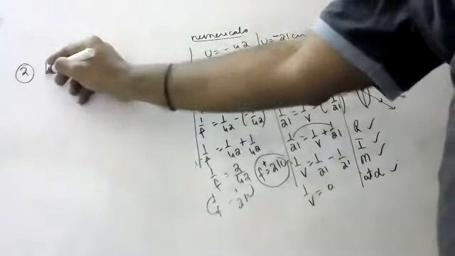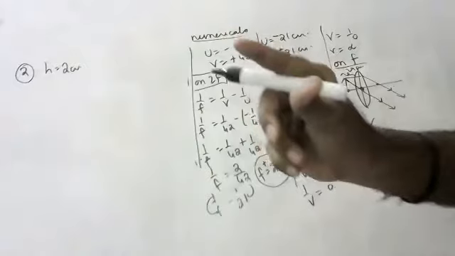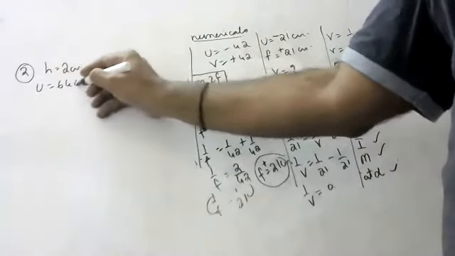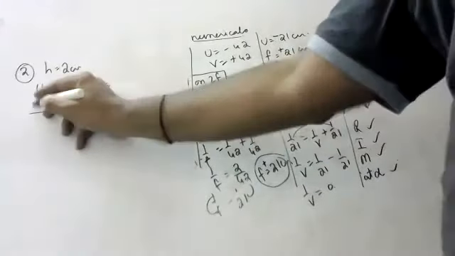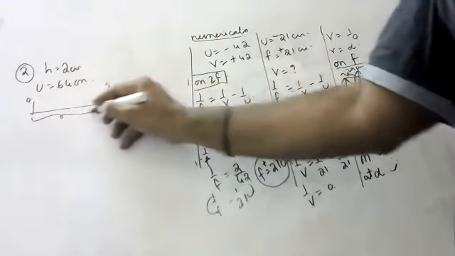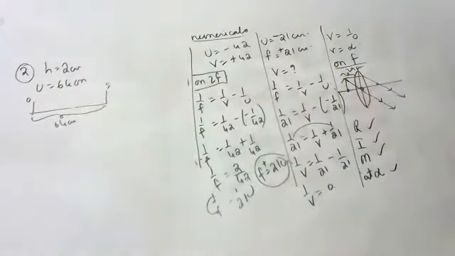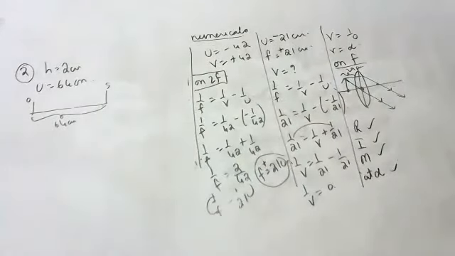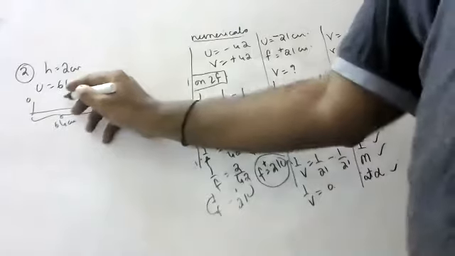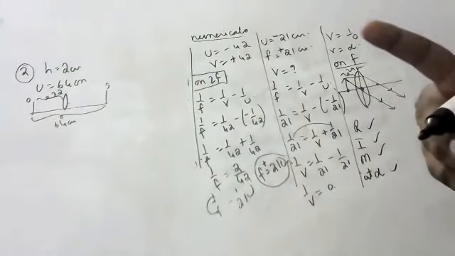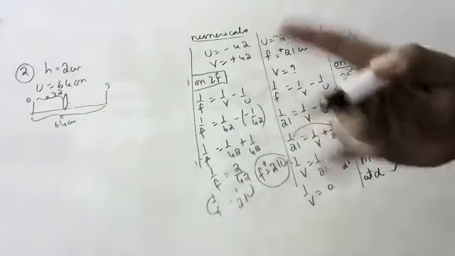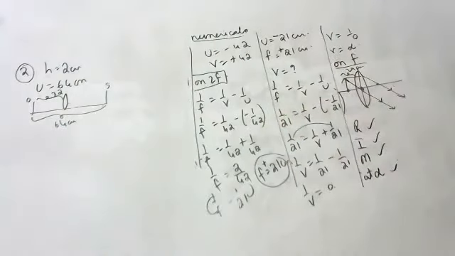An object 2 centimeters in height is placed at a distance of 64 centimeters from a white screen. This is the screen, this is the object. The distance between object and screen is 64. Normally, object distance should be given from the lens, but here it is given from the screen. While placing a convex lens at a distance of 32 centimeters from the object, a distinct image is found on the screen. What is the focal length and size of the image?